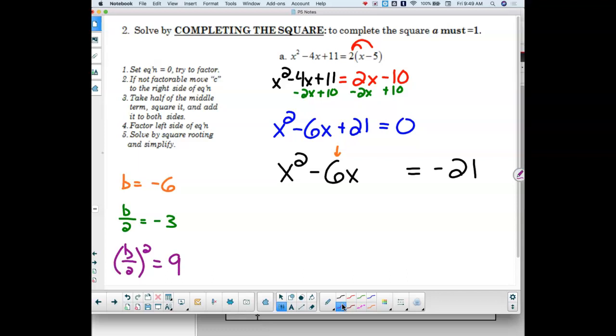Now the reason I do that is because this gap that I created is going to be filled with that b over 2 quantity squared number. So I'm going to fill that gap with 9. But what have I done now to my equation?